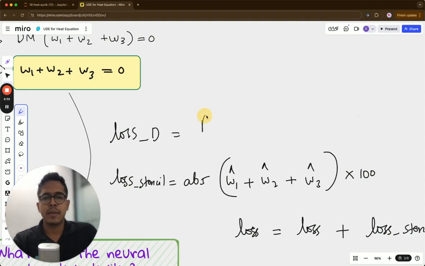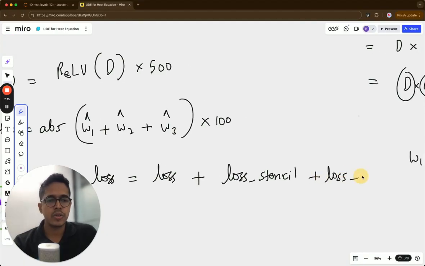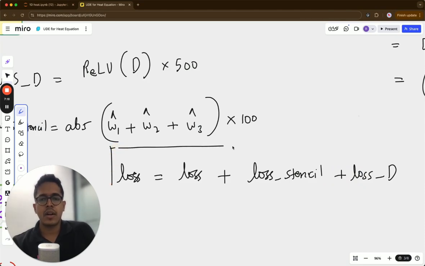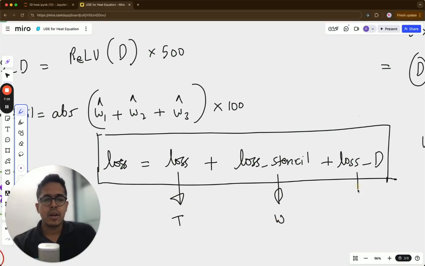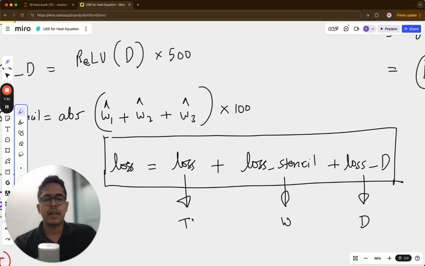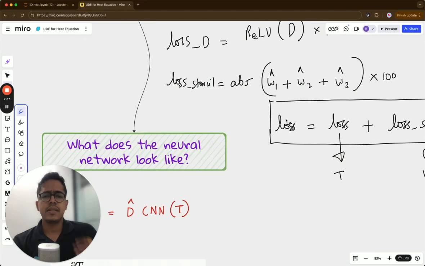So what I'm doing is I'm taking a ReLU, rectified linear unit function, ReLU of the predicted diffusion parameter, and I'm multiplying this by 100 or 500 or something, and I'm adding this loss due to predicted D to the total loss. So my net loss that I'm trying to minimize in my neural network training is the loss due to prediction on temperature, loss due to the prediction of weights, and loss due to the prediction of the diffusion parameter D. Now, you might be wondering, where is this prediction of temperature coming from? I'll come to that in a moment. So this is the overall problem that we are solving.